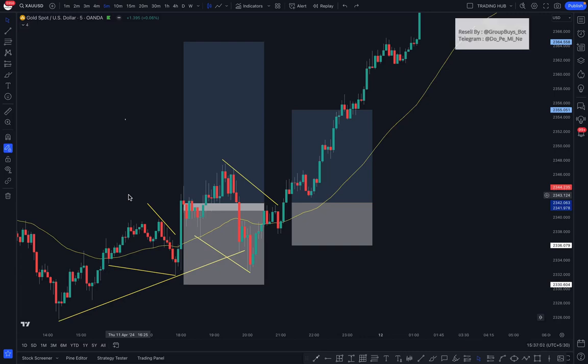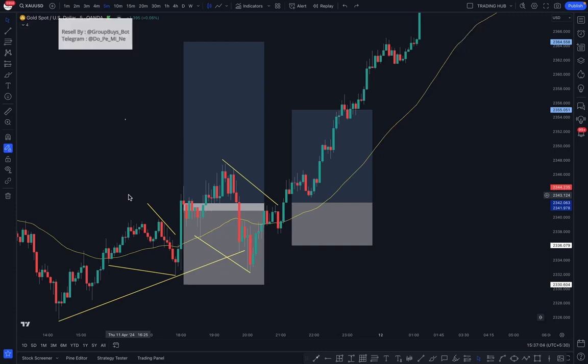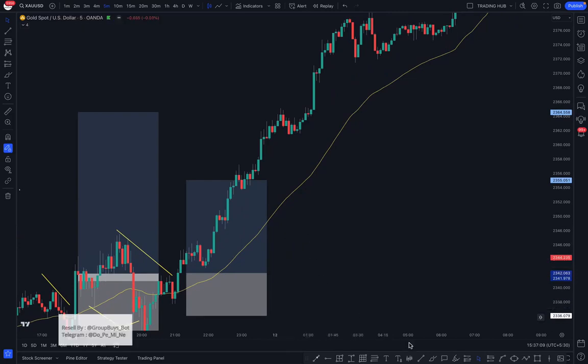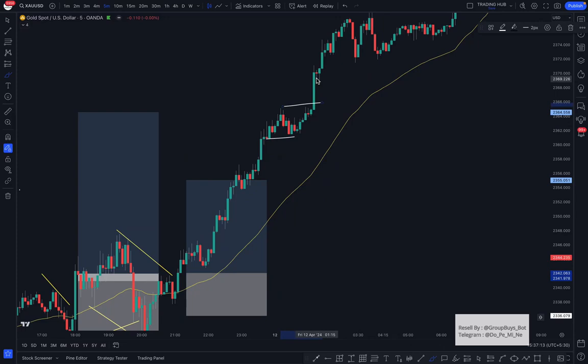Which I will cover in more detail in the next upcoming chapter. So these are valid zones. Okay, look at this one. What happened here? This is another flag pattern here.